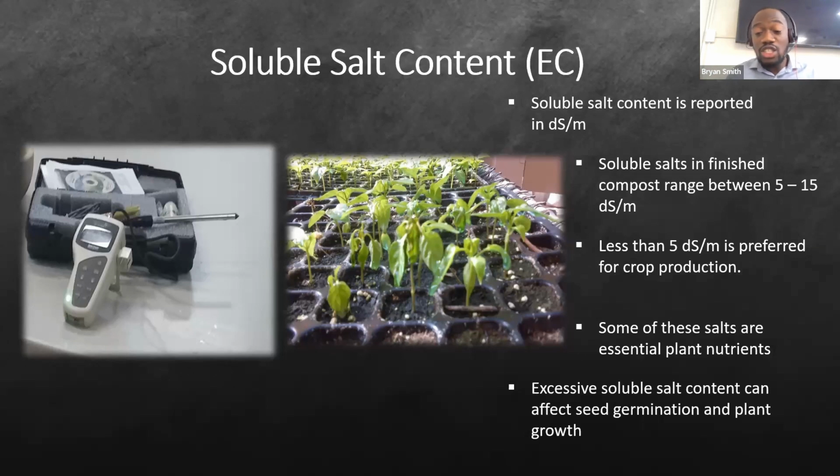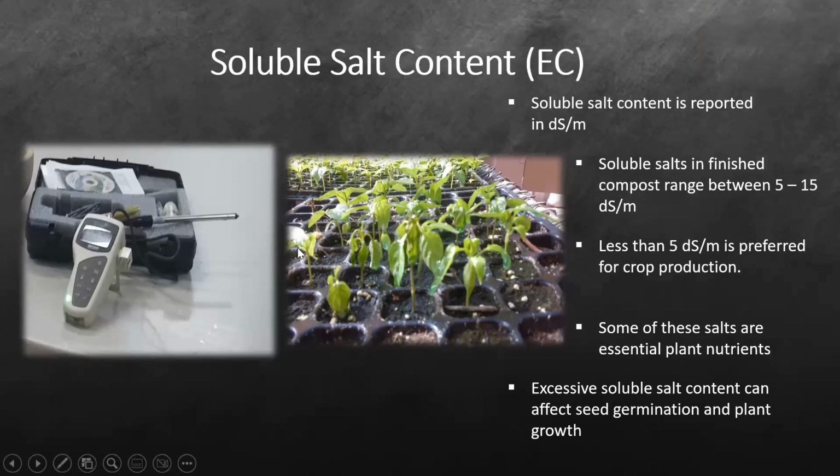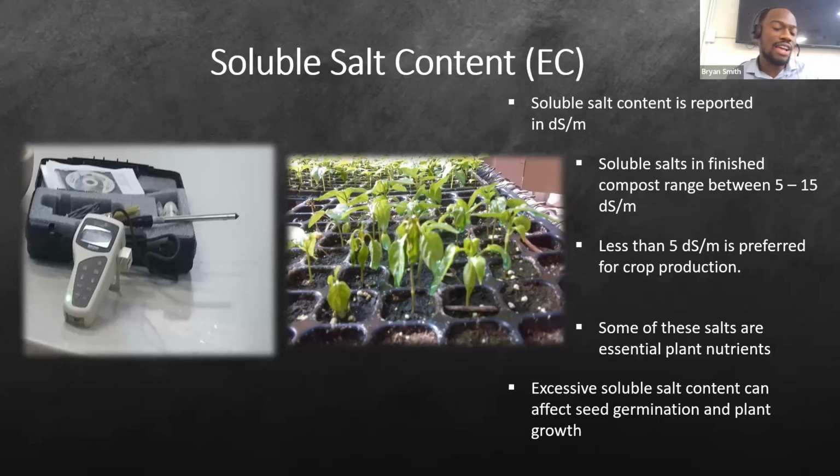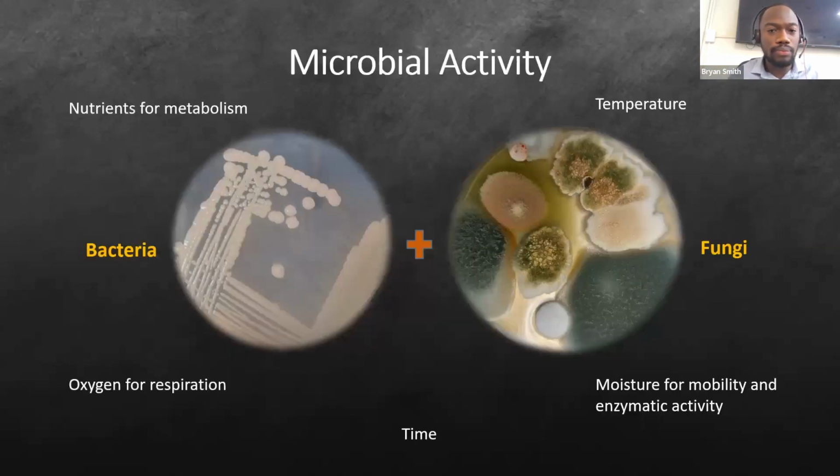Generally, some of these salts are essential plant nutrients, and they affect seed germination, and they affect plant growth, such as the root and the shoot growth. And here we have a little machine called an EC meter that can measure salt. Similarly, you can get this on Amazon for a very reasonable cost to monitor your salt, right? Especially if you're going to have an end use for your compost.